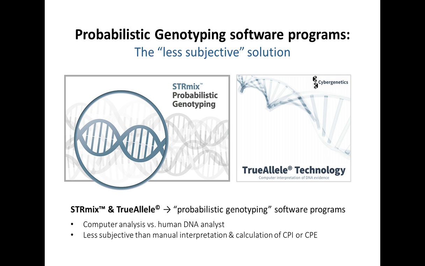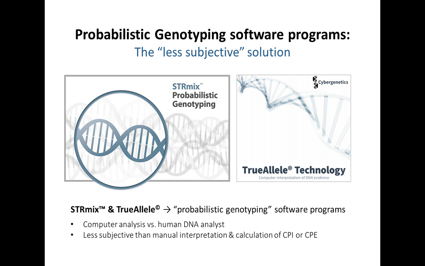And two of the big probabilistic genotyping software programs that are currently being used in casework labs, one is called STRmix, and the other one is called TrueAllele. And they basically both do the same thing. They both are interpreting DNA mixtures based on probabilistic genotyping. And again, it's less subjective. We can never completely reduce the subjectivity in DNA mixture interpretation because, again, it's a blind process.